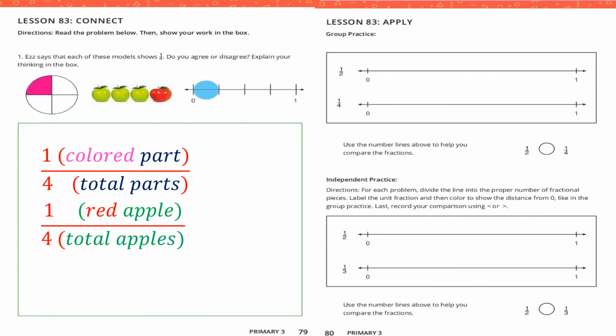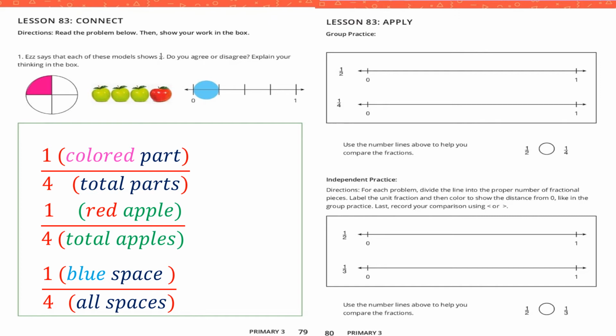The third model we have is a number line. How many colored distances here? 1. How many total parts or total pieces? 4. So the colored parts 1 and the total parts 4. So the fraction here is 1 out of 4. Do you agree or disagree? Yes, I agree.